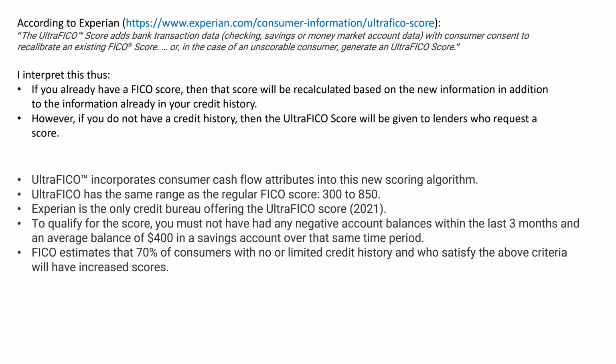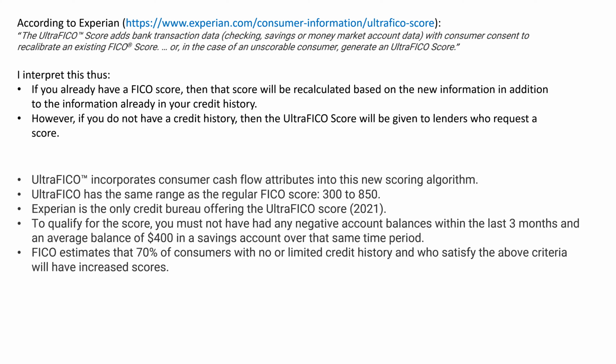If you already have a FICO score, then that score will be recalculated based on the new information, in addition to the information already in your credit history. However, if you do not have a credit history, then the UltraFICO score will be given to lenders who request a score. UltraFICO incorporates consumer cash flow attributes into this new scoring algorithm. It has the same range as the regular FICO score, 300 to 850.